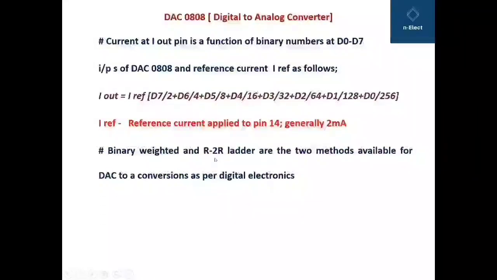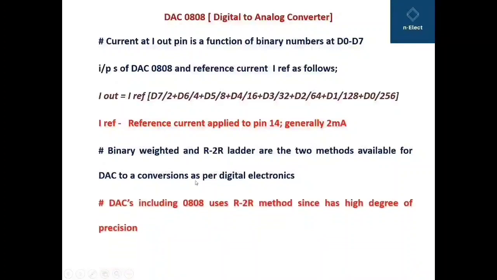Binary weighted and R2R ladder are the two methods available for DAC conversion as per digital electronics. DACs, that is digital to analog converters, including 0808, use the R2R method since it has a high degree of precision, that is accuracy.